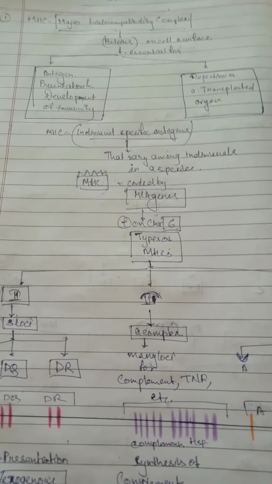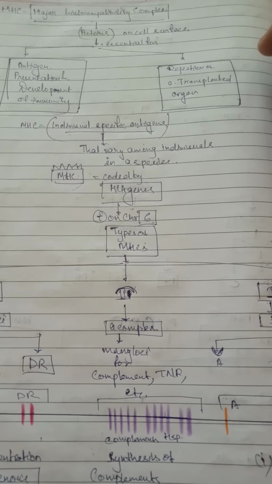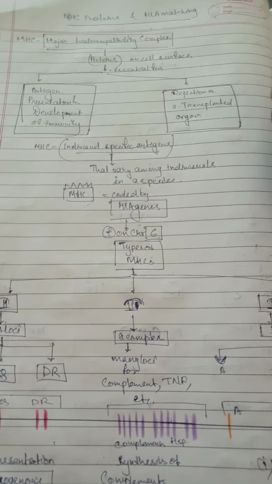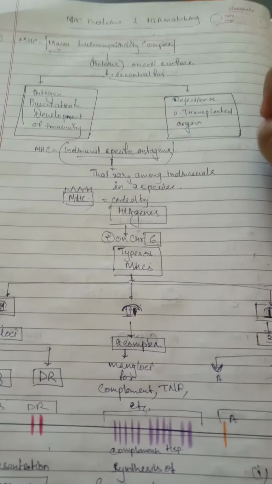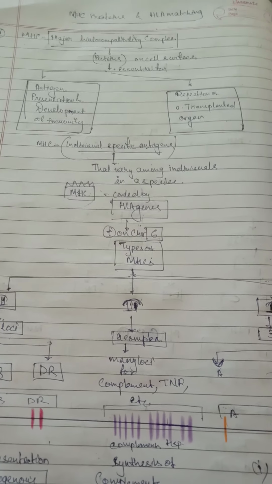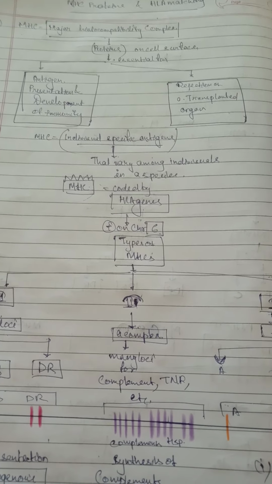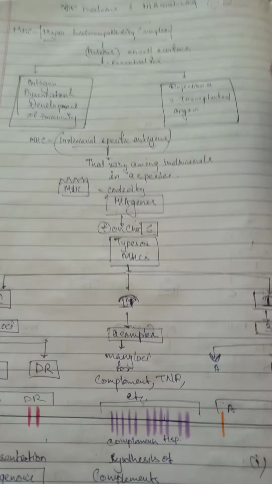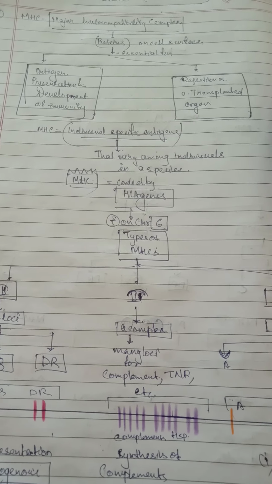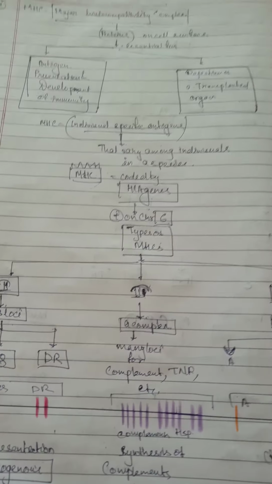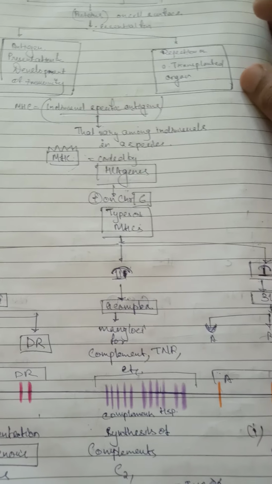So MHC, we all know, is abbreviated as major histocompatibility complex. As we know, these are the proteins that are present on the cell surface. MHC1 is present on all nucleated cells of the body except RBCs, but platelets do have it, and MHC2 is present exclusively on the antigen presenting cells. So what is the requirement of these MHC molecules?